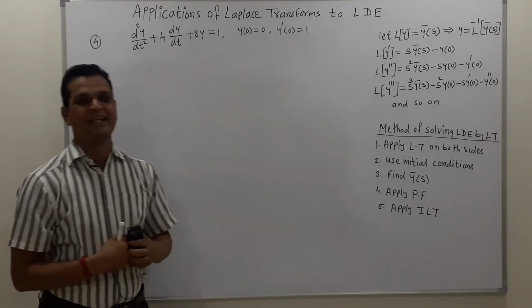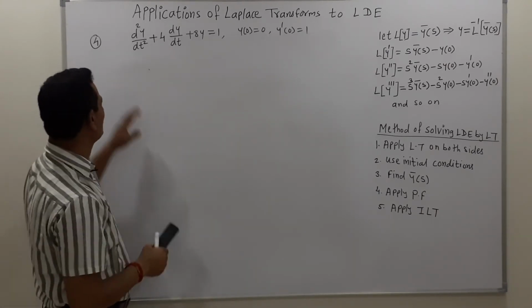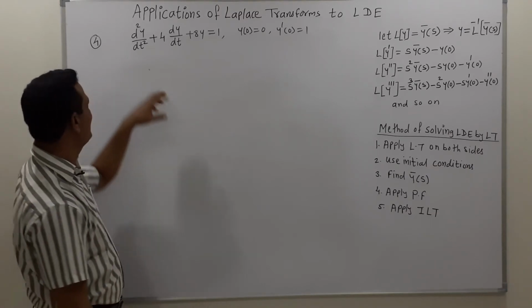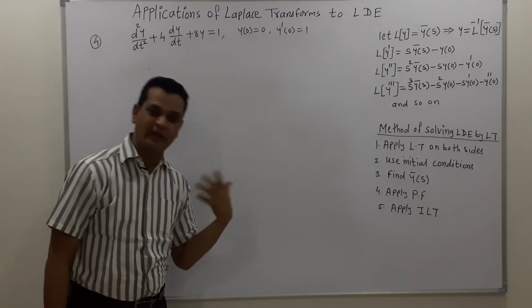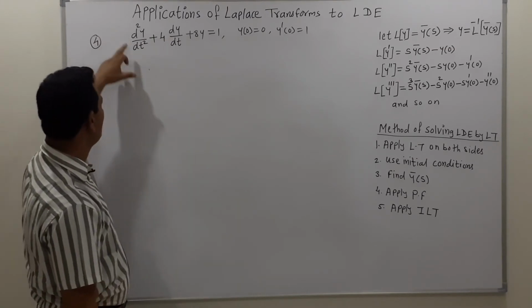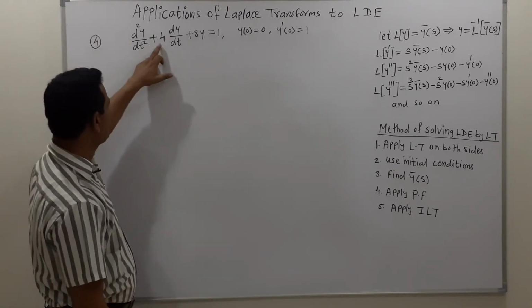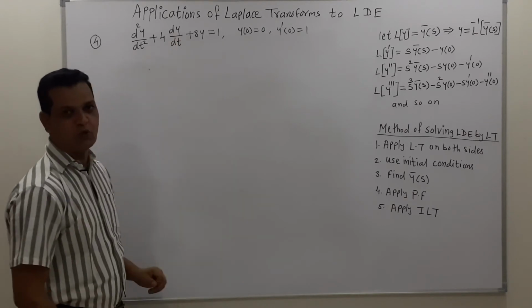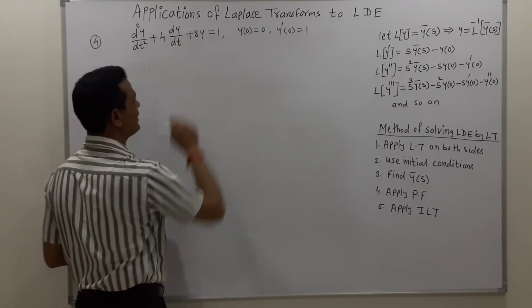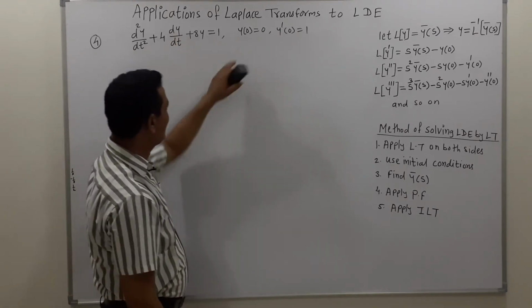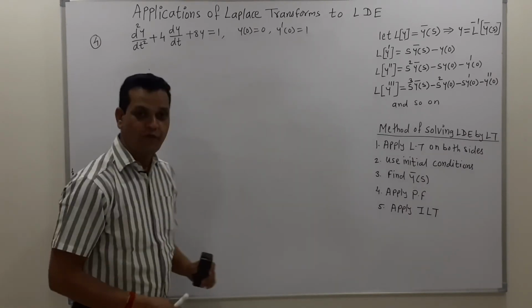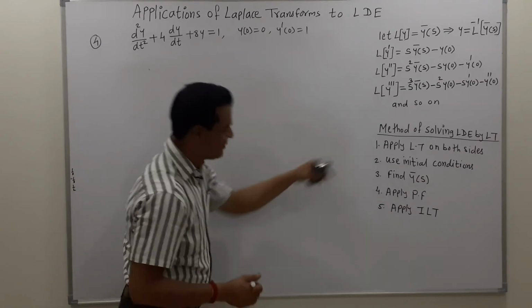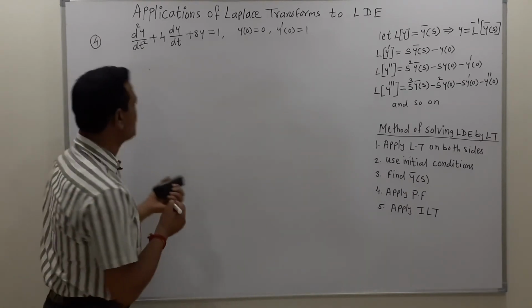Now friends, let's solve the fourth example. This is the last example of this video lecture. Solve this linear differential equation with the help of Laplace transformation. The second derivative of y with respect to t plus 4 times the derivative of y with respect to t plus 8y is equal to 1, and the initial conditions are y of 0 is 0 and y dash of 0 is 1. Now apply the first step: apply Laplace transformation to both sides.